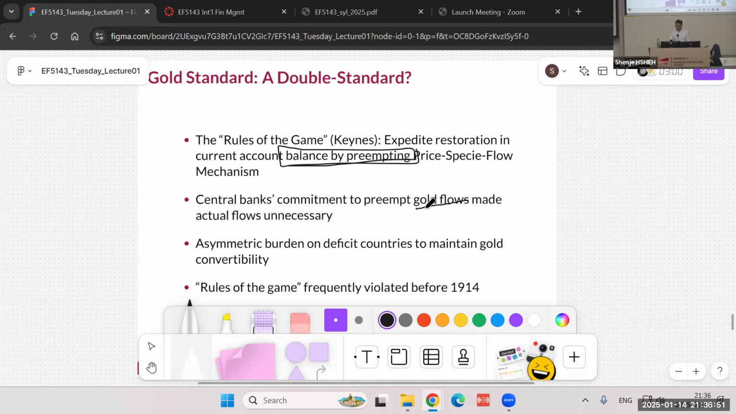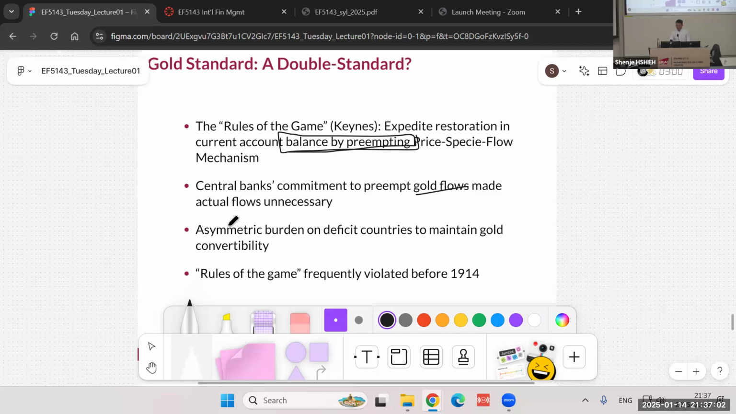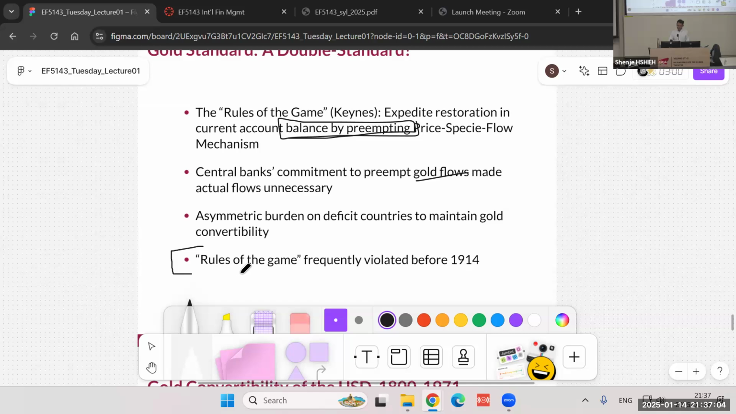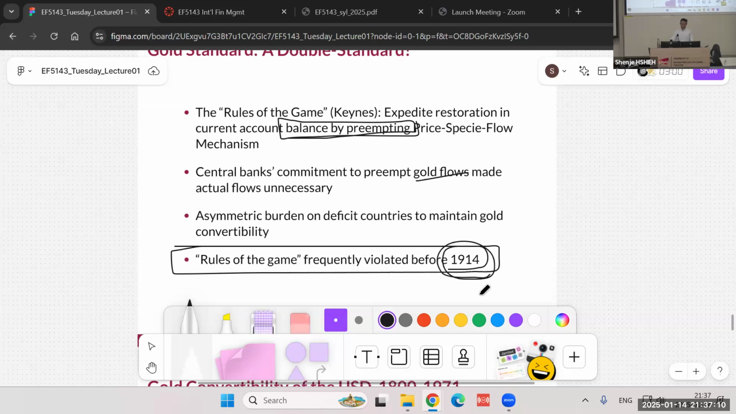So in other words, we can just keep gold in our vaults, right? And we just play this game on paper, essentially. But as you may have guessed, this is not sustainable for obvious reasons.